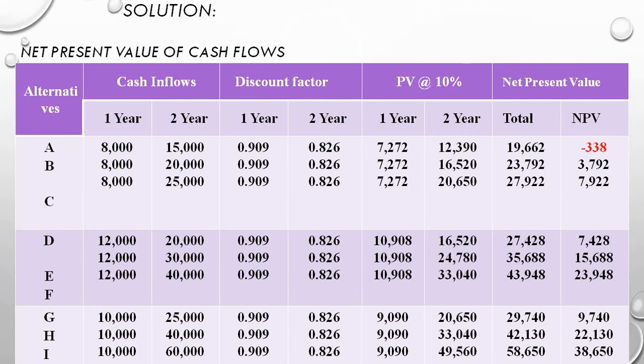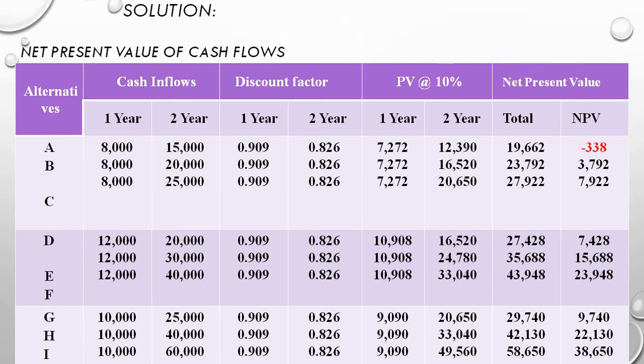40,000 multiplied with 0.826 will give you 33,040. 25,000 multiplied with 0.826 will give you 20,650. 40,000 multiplied with 0.826 will give you 33,040. 60,000 multiplied with 0.826 will give you 49,560. Now, after calculating the present value of cash inflows, we have to take net present value. Here the total of first and second year present value is added to get the total net present value.